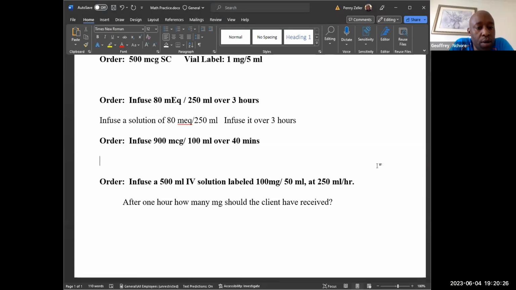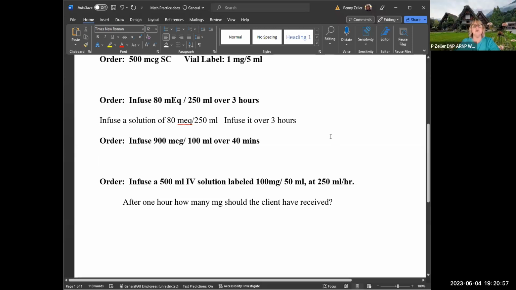Okay, I'm confused a little bit. So what's the math asking about? Infuse a solution of 80 mEq in 250 mL over 3 hours. Yeah, that's what the order is. Please get this bag of whatever the drug is in over 3 hours. Can you use the formula ordered over variable and get that answer? You don't need that.